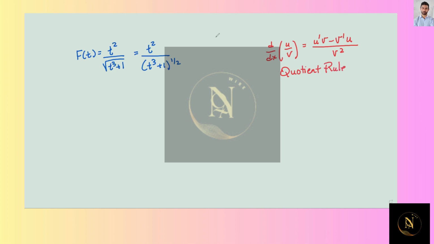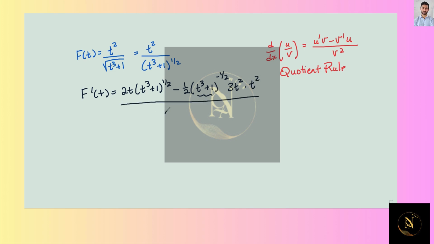Okay, so let's go ahead and get to it then. So f prime of t, our derivative will be the derivative of the top, so I get 2t times the entire bottom. Now I need to subtract and take the derivative of the bottom, which by power rule is 1/2 times t cubed plus 1 to the minus 1/2. And then I still have to do chain rule, so I multiply by the derivative of the inside, which is 3t squared, and I still have to multiply by the top. So there's a lot there. Okay, all over the bottom squared.